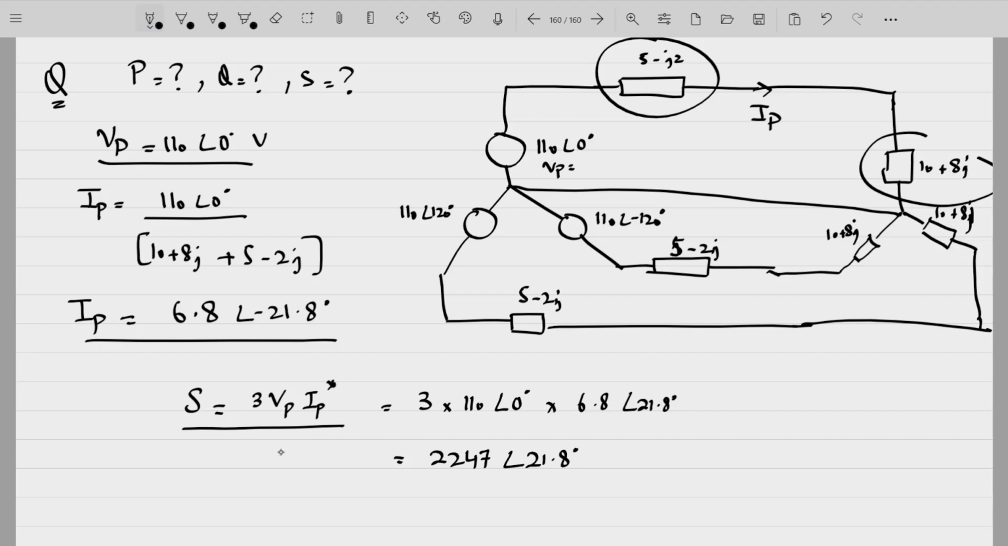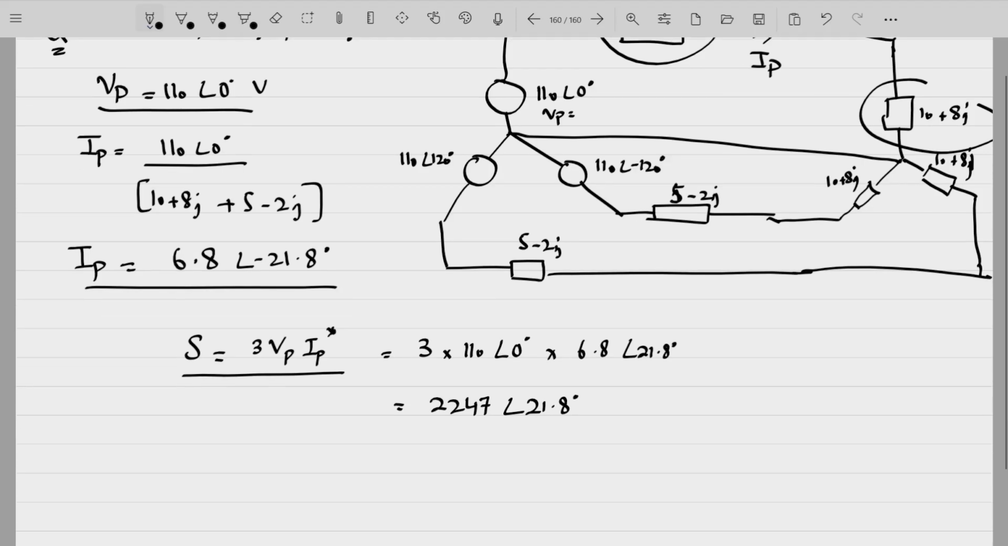So S is equal to 3 Vp Ip conjugate. If we are representing Vp and Ip in their phasor forms, we have to take the conjugate of Ip. If we are representing them in terms of sinusoidal quantities, it is simply 3 Vp into Ip. So this is your apparent power. Now real power.